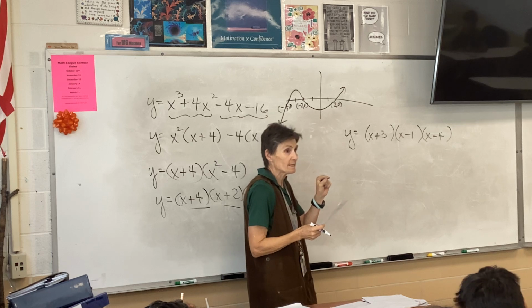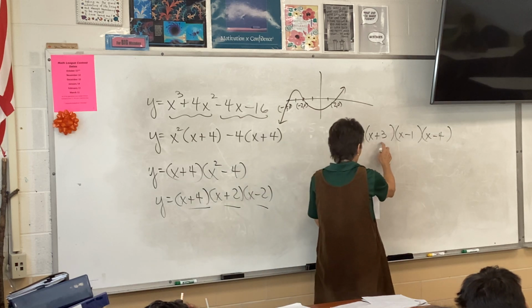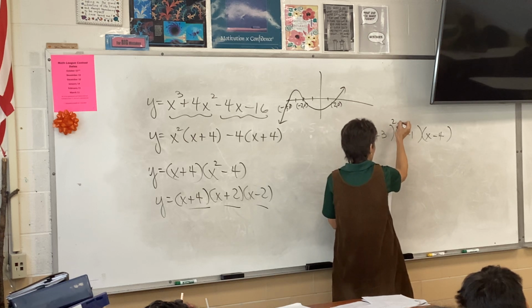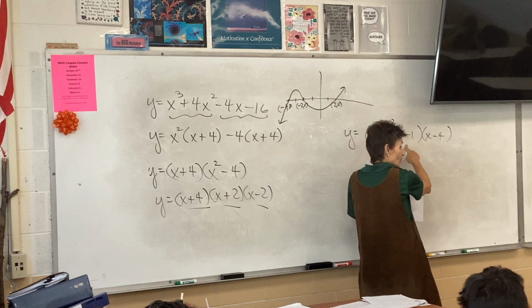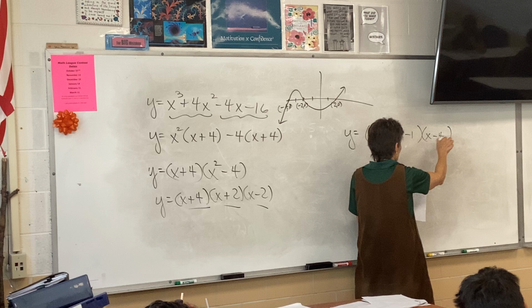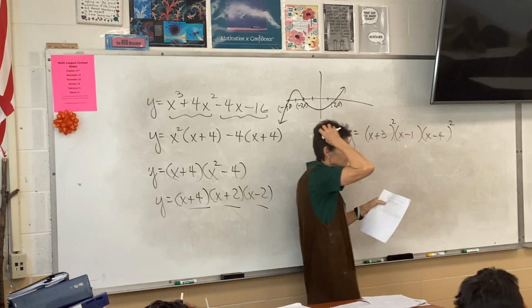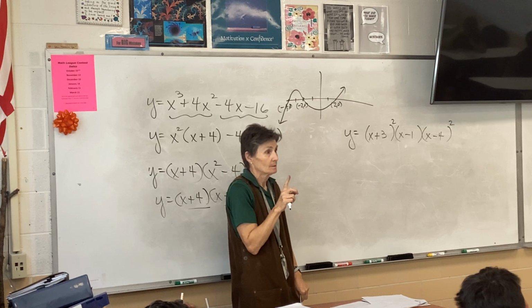I'm going to look really carefully at what that curve's doing. What's it doing right here? Bouncing, so that one's got to be squared. Does it matter what order? Nope, it's in any order. So this just goes straight through, and this one also bounces? Gotta pay attention to that.